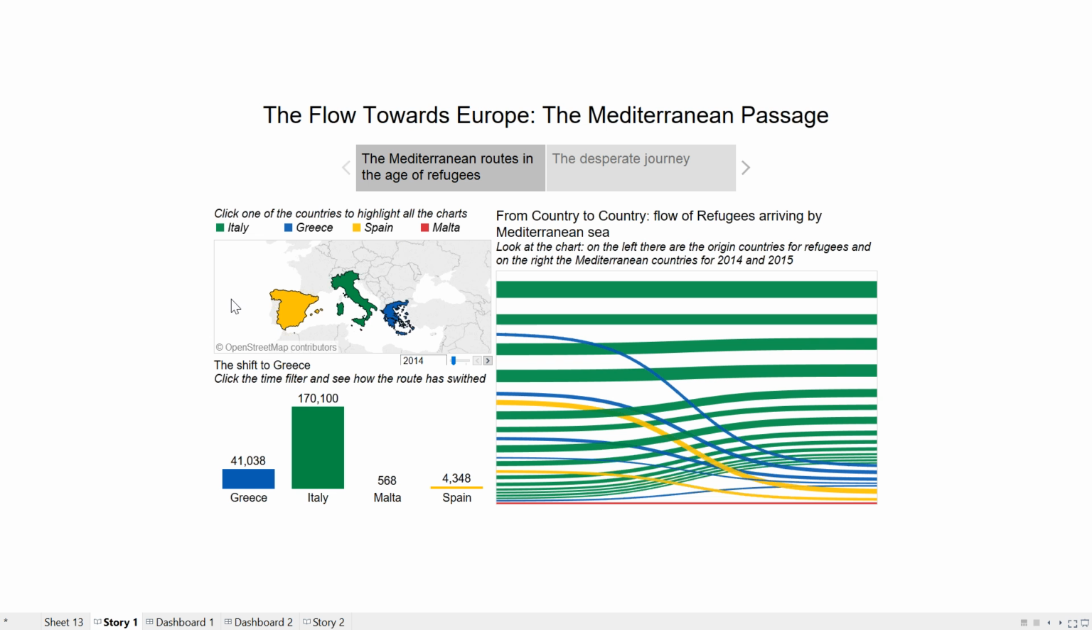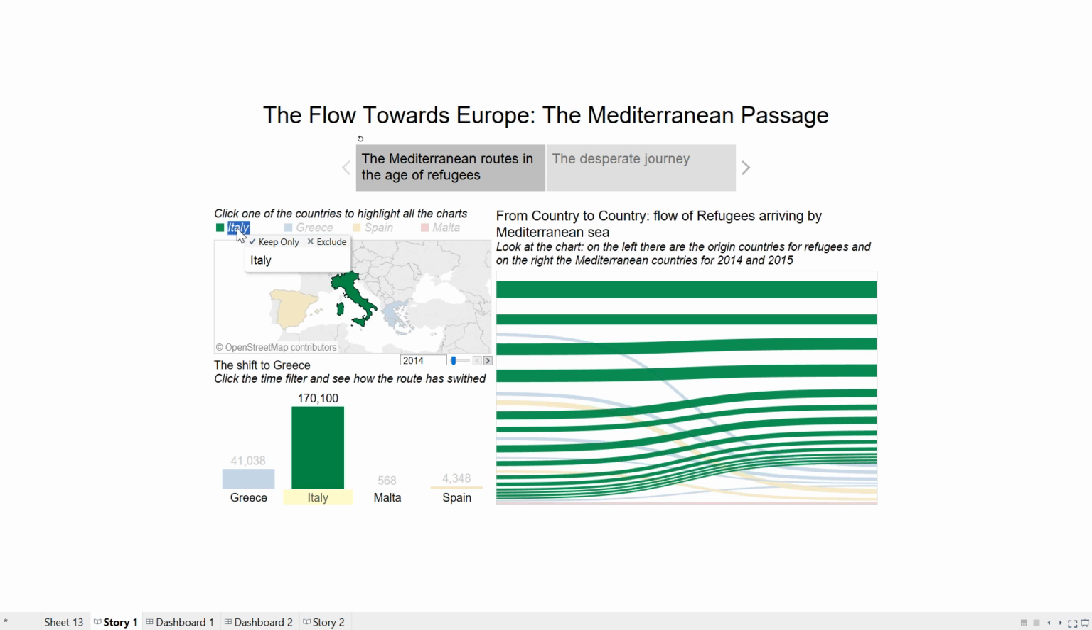So what's the map showing me? Where people are, or is the map just for display purposes? Yeah, it's for displaying the area. And what is the bar chart telling me, people that have gone to Italy and to Greece? Is that what that means? Okay. Yes, exactly. So in 2014, if we go to Italy, we found that there were 170,000 people going to Italy.